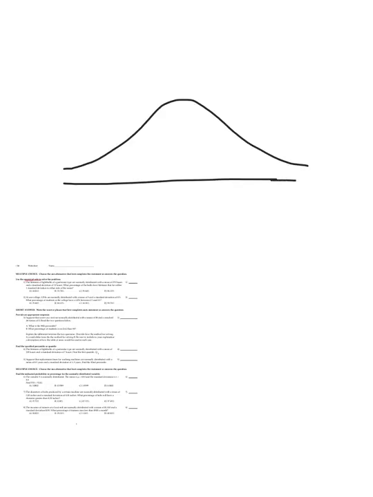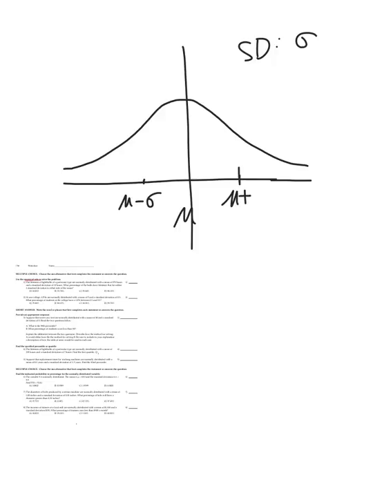For the empirical rule, that means if we have a normal distribution with mean equal to mu and standard deviation equal to sigma. So the standard deviation is sigma, and the mean is mu. From mu minus 1 standard deviation to mu plus 1 standard deviation, we have 68% of observations.